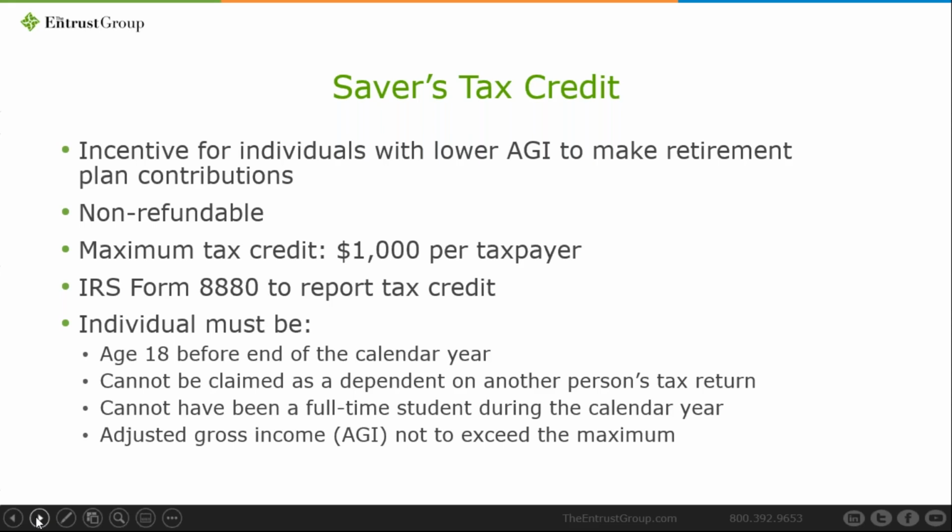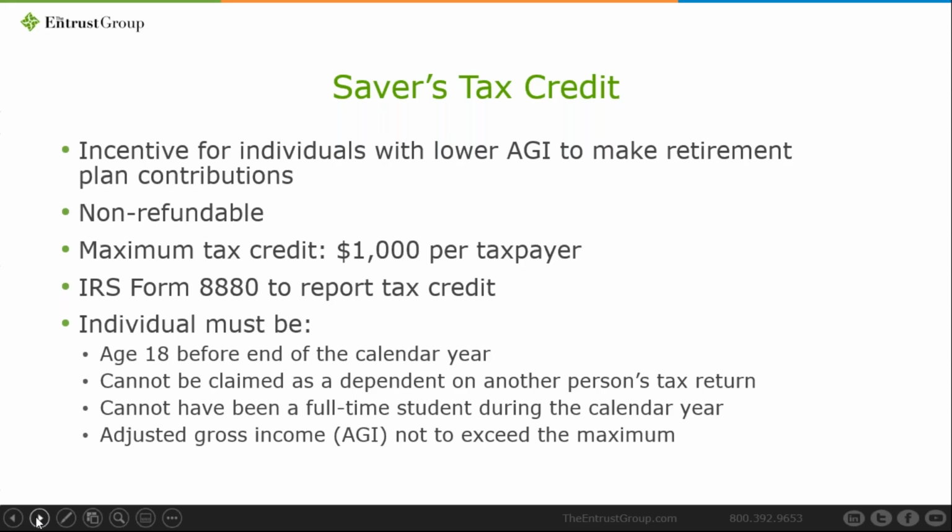The maximum tax credit, again, is $1,000 per taxpayer. So if you have a couple and each individual contributes at least $2,000 and their income falls low enough that they qualify for the highest percentage, which is 50%, then each one of them can actually get up to $1,000 of tax credit.